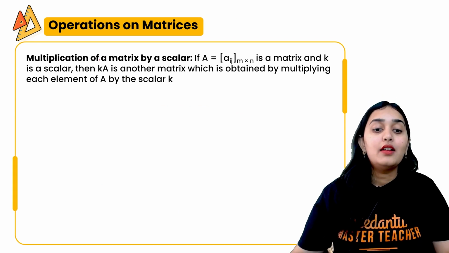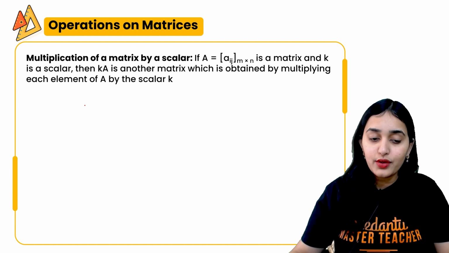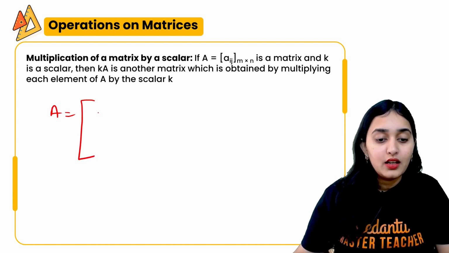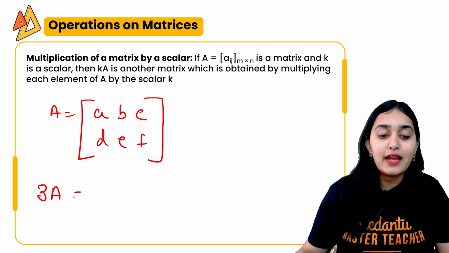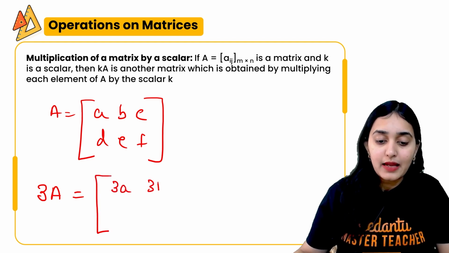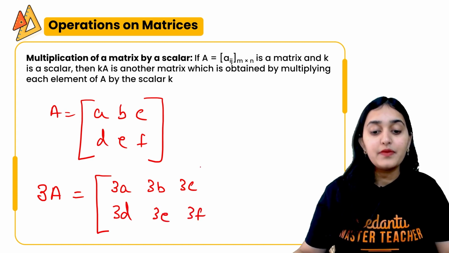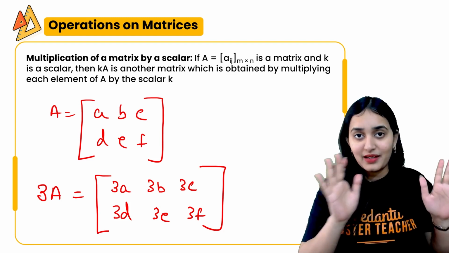Okay. Next is multiplication of a matrix by a scalar. How you do that? Suppose you have a matrix A, B, C, D, E, F and you want to find out what will be 3 times of A. So 3 times of A will be 3 times of A, 3 times of B, 3 times of C, 3 times of D, 3 times of E, 3 times of F. Just multiply all the elements with the number.